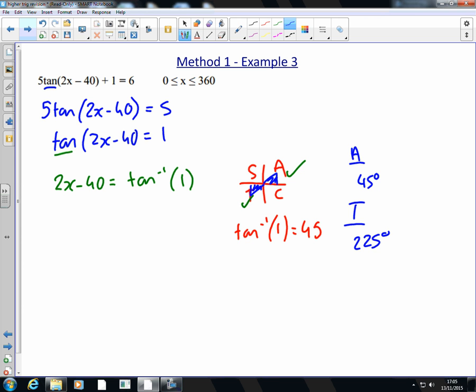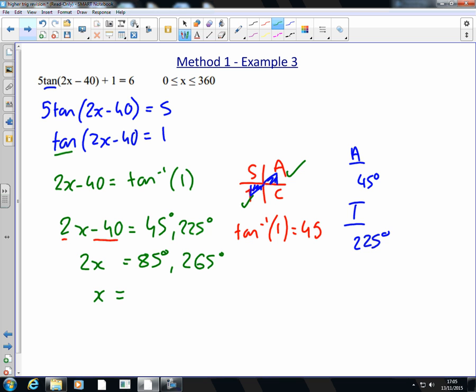So 2x minus 40 is equal to 45 degrees and 225 degrees. Now we've still got a little bit of solving to go on here. I've got to get rid of that minus 40 and I've got to divide by the 2. So 2x is going to be 85 and 265. So x is going to be 42.5 degrees and 132.5 degrees.